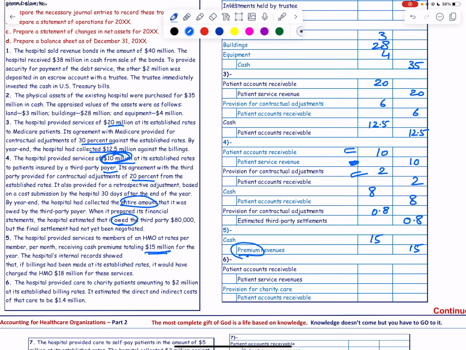Number 6, the hospital provided care to charity patients amounting to 2 million at its established billing rate. It estimated the direct and indirect cost of that care to be 1.4 million. So first of all, we are going to have a receivable of 2 million and patient service revenue credit, and then we are going to make a provision, and the provision is going to be 2 million again, and not 1.4 million. Okay.